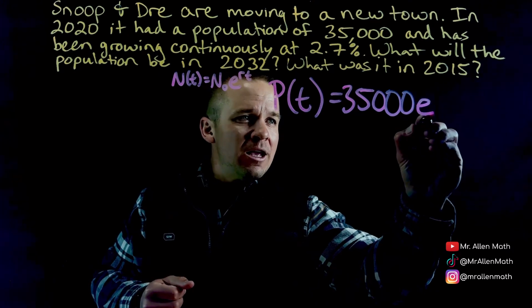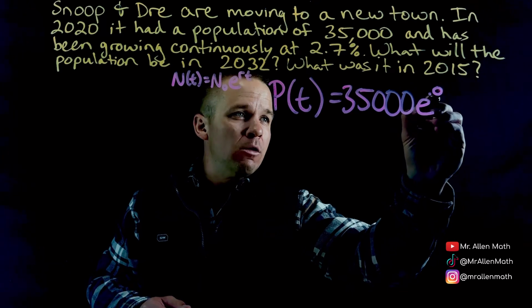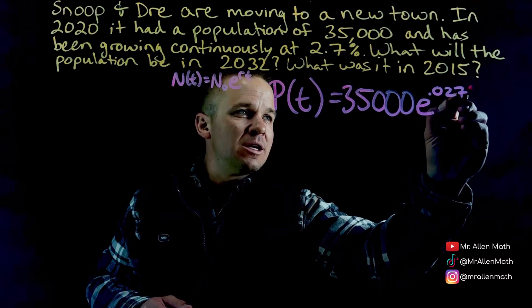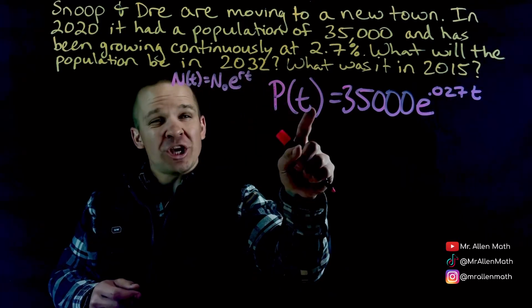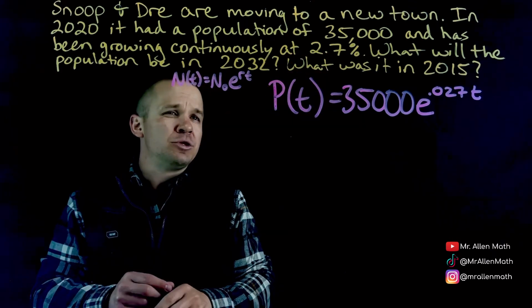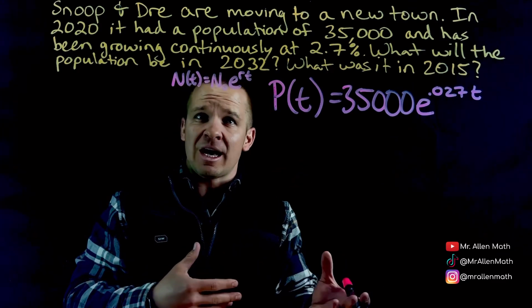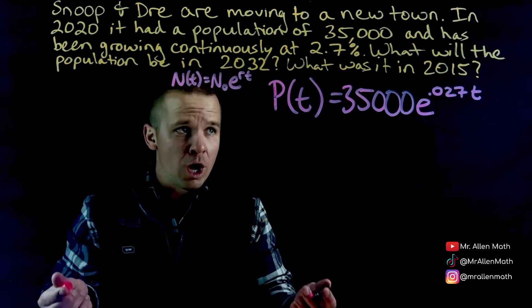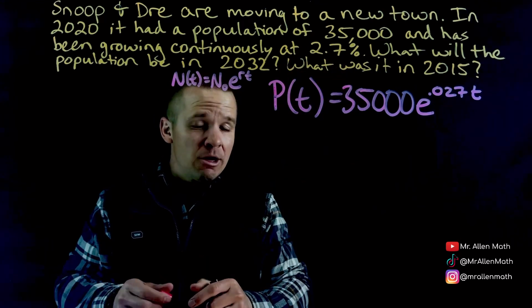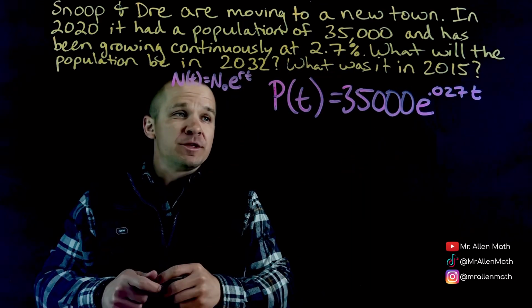We got e raised to the rate, which will be 0.027 times t. I got to change that to a decimal, so move it back twice. So now I have this population model as a function of time for this continuous growth. If this was declining, if people were moving away, then it'd be negative 0.027 for this continuous model.